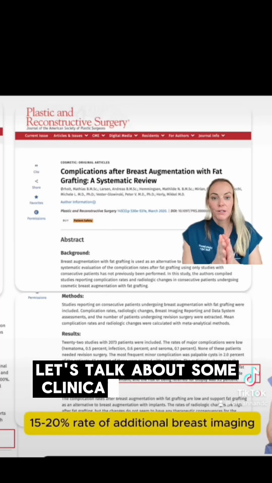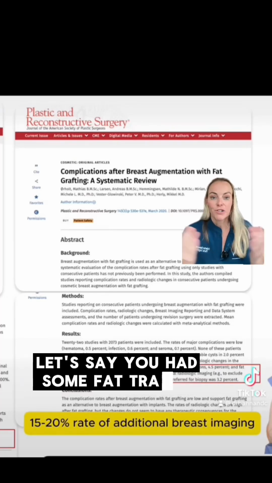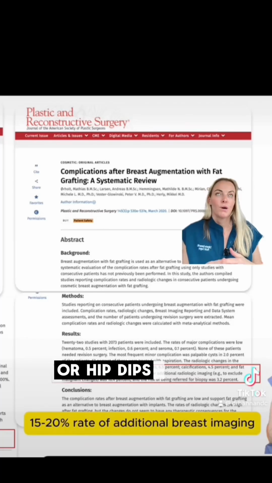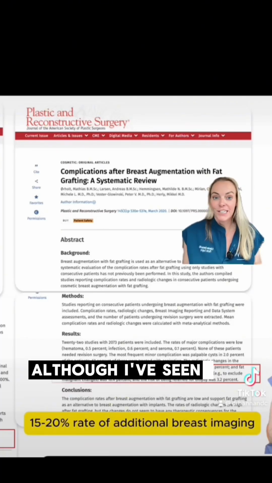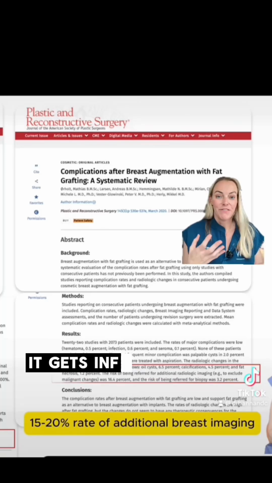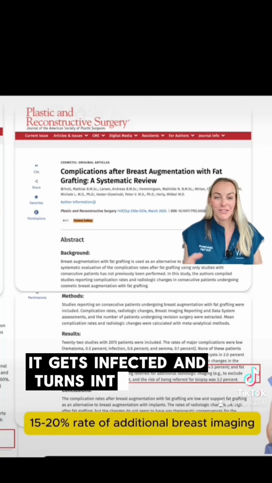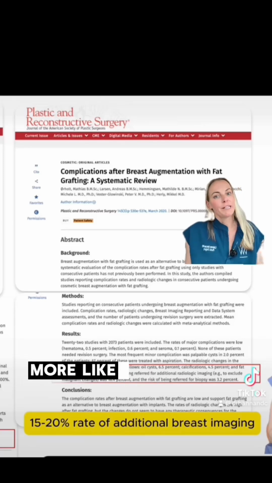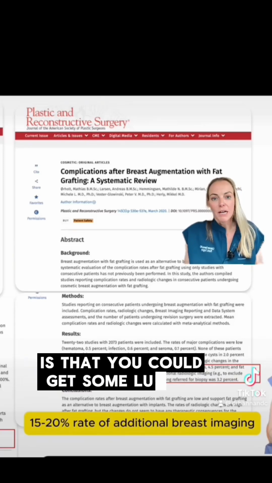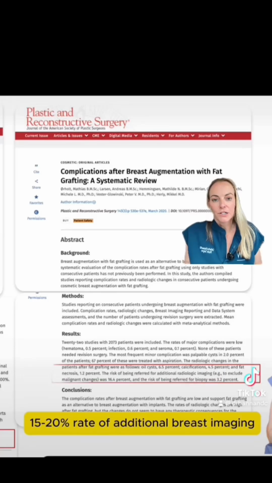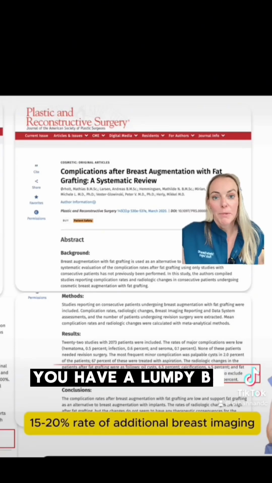Well, let's talk about some clinical scenarios. Let's say you had some fat transfer to your buttocks or hip dips. Worst case scenario, although I've seen this, is that it dies, it gets infected, and turns into what looks like pus. But more likely what will happen is that you could get some lumps that you can feel and calcifications. I guess at worst you have a lumpy butt.